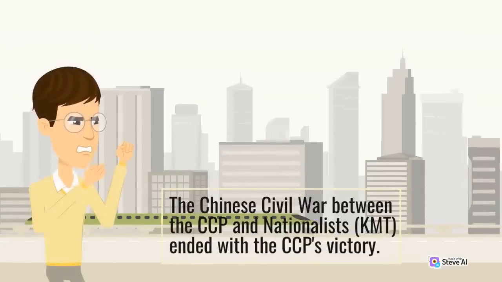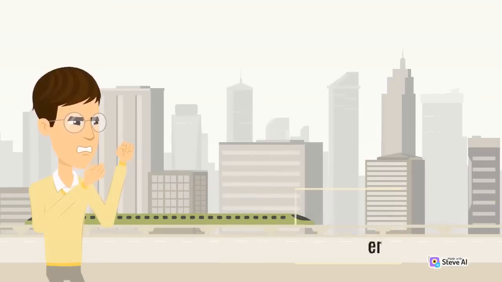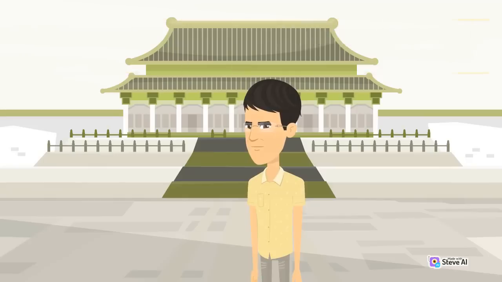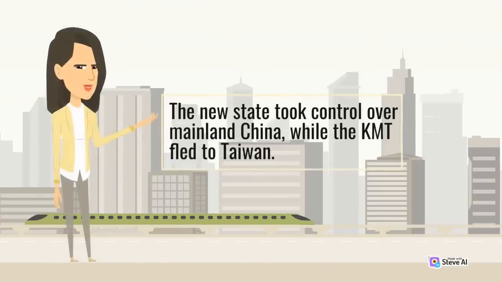The Chinese Civil War between the CCP and nationalists, KMT, ended with the CCP's victory. On October 1, 1949, Mao Zedong proclaimed the founding of the PRC. The new state took control over mainland China, while the KMT fled to Taiwan.